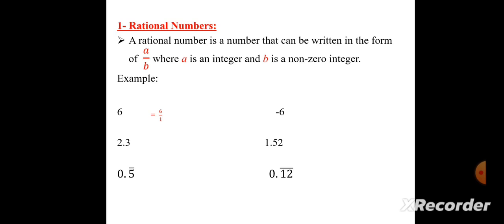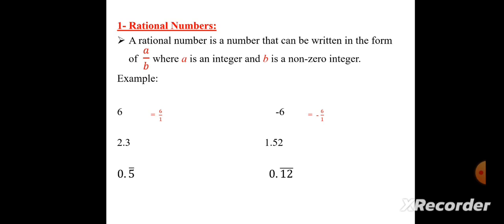For example, 6 can be written as 6/1. a is the numerator, which is 6, an integer. b, which is 1, is also an integer, so it can be written in the form of a fraction a/b. Then 6 is a rational number. Similarly, minus 6 is also a rational number because it can be written as minus 6 over 1, in the form of a fraction where the denominator is different from 0, so that the fraction is defined.